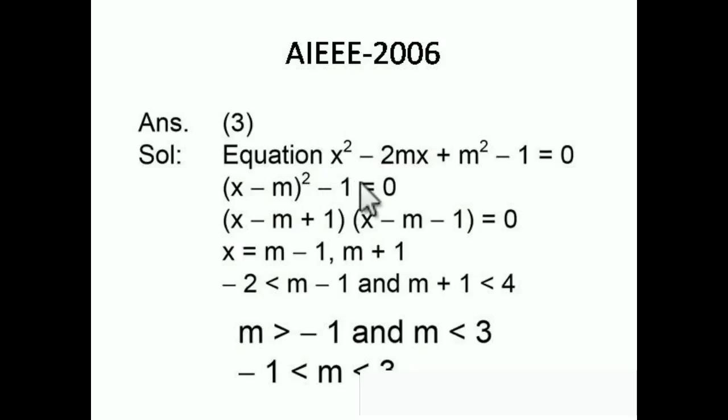So it's a square minus b square, so we have (a - b)(a + b). So here (x - m - 1) and (x - m + 1). So we have two values of x: x = m - 1 and m + 1. Now what do they say? They say the roots are always greater than minus 2. That means -2 is less than m - 1, so m - 1 is greater than -2, that means m is greater than -1. So this is one condition, m greater than -1.